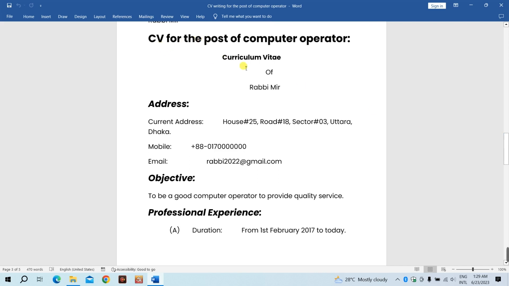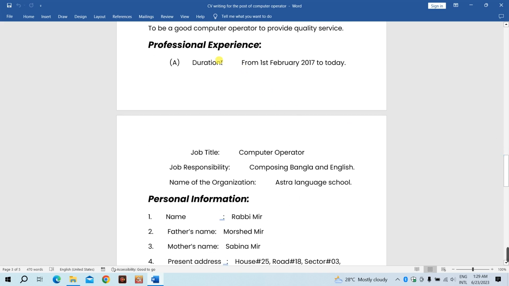Now CV, curriculum vitae of Rabbi Mir. Address, current address, mobile, email. Objective: to be a good computer operator to provide quality service. Professional experience: A. Duration: from 1st October 2017 to today. Job title: computer operator. Job responsibility: composing Bangla and English. Name of the organization: Astra Language School.